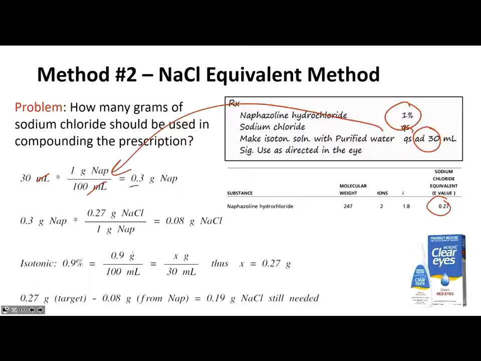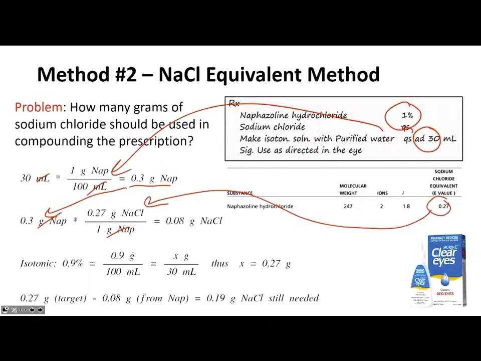And that basically says in that amount, at that concentration, I would have 0.3 grams of naphazoline. Okay? So that's the amount that I bring down and use my E value now to convert over to sodium chloride. So 0.27 grams of sodium chloride per gram of drug. This way, if I multiply it like this, my grams of drug cancel, and 0.3 times 0.27 gives you 0.08 grams of what? Sodium chloride. That's the amount of sodium chloride our naphazoline mimics.